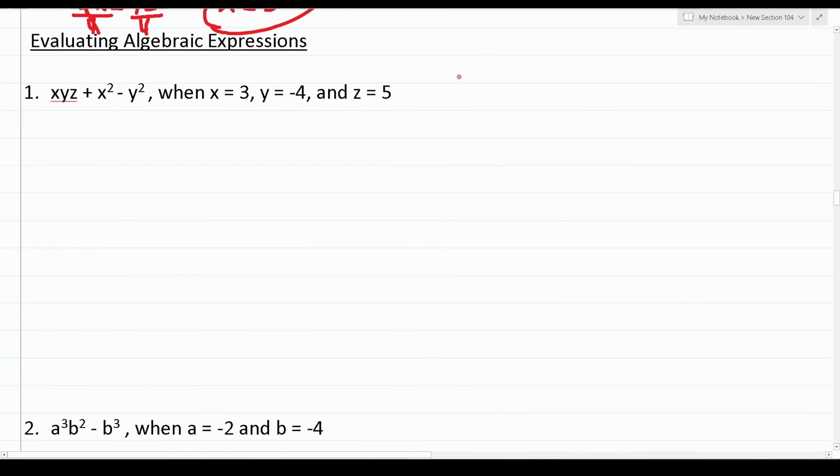All right, so not surprisingly, I'm going to go ahead and copy this expression off to the side here to get started. So we have x times y times z plus x squared minus y squared. And we're told to let x be 3, y is negative 4, and z is 5. All right, so now that I've copied this expression down, I'm simply going to replace the letter variable x in this expression with 3, the letter variable y in this expression with -4, and the letter variable z with 5.